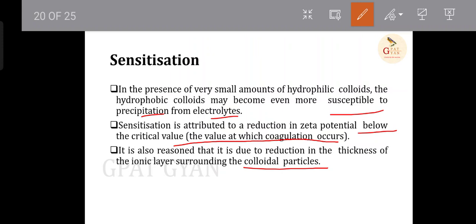So it can happen due to the reduction in the thickness of the ionic layer, because we have discussed that at the interface a charge is present and outside it the opposite charge will be present. This kind of double layer will be formed. So due to this sensitization, the thickness of the ionic layer gets reduced, and due to that you can find the settling down, or the precipitation, of this colloidal dispersion. Okay, that is all about sensitization.